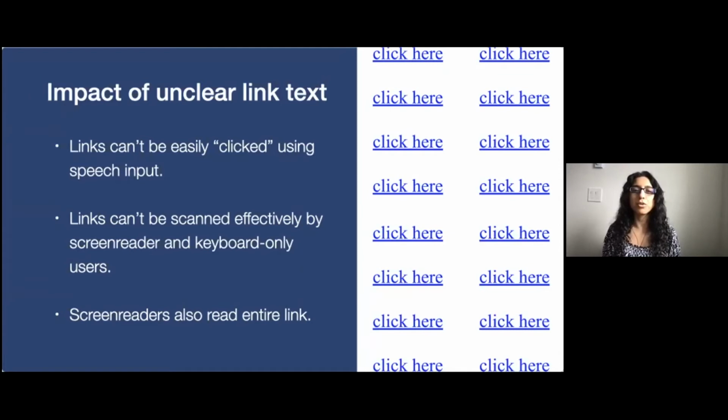And it's also worth noting that screen readers will actually read an entire link. So if you have really long link text, that can be really frustrating because people can't just skip over the long link text. And so if we want to reduce barriers for people with disabilities when we're creating content and writing, we really do need to make sure that the content is organized, it's written in plain language, and we want to include link text that's descriptive and stands alone out of context.